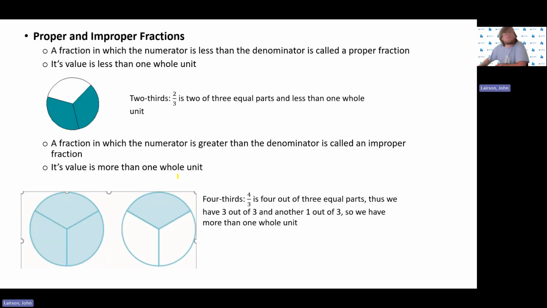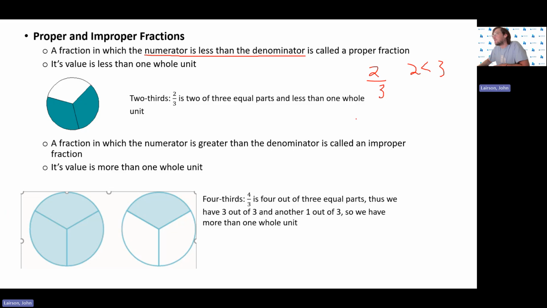So, improper and proper fractions. These are the two main types of fractions here. The difference between them is whether the top is bigger than the bottom or not. A proper fraction is where the numerator is less than the denominator. So the top is less than the bottom. So 2 over 3: 2 is less than 3. So this is a proper fraction. The top is less than the bottom.